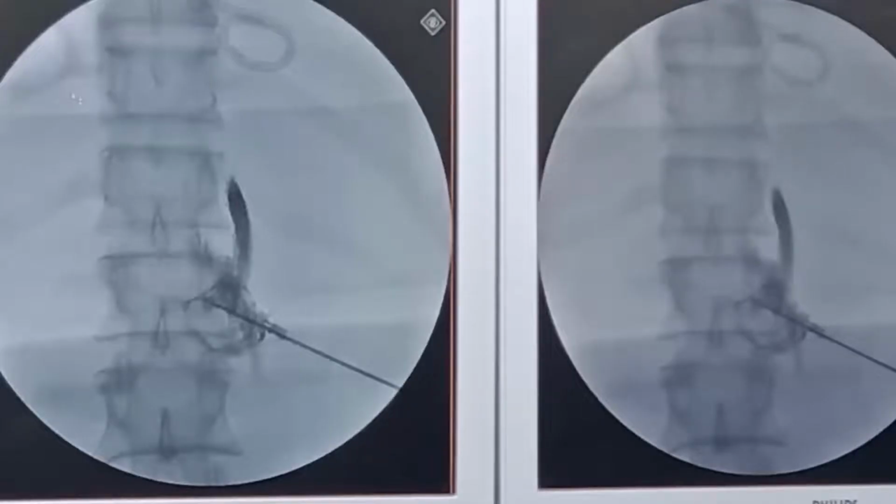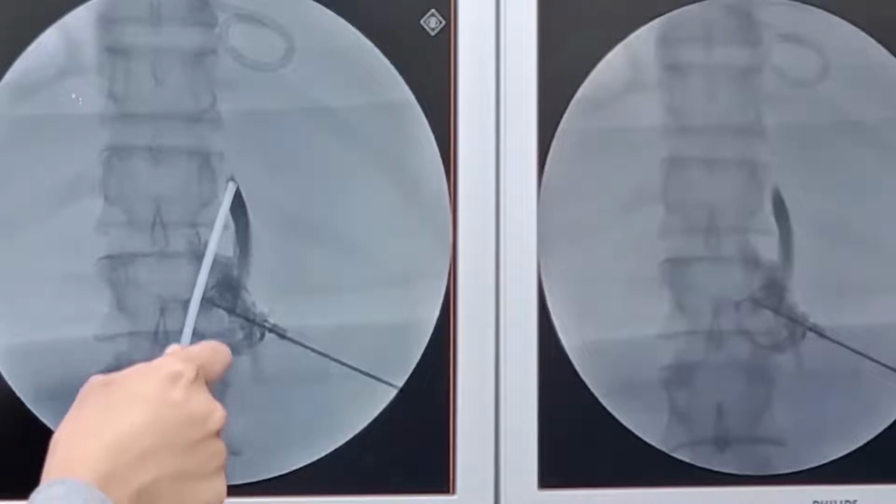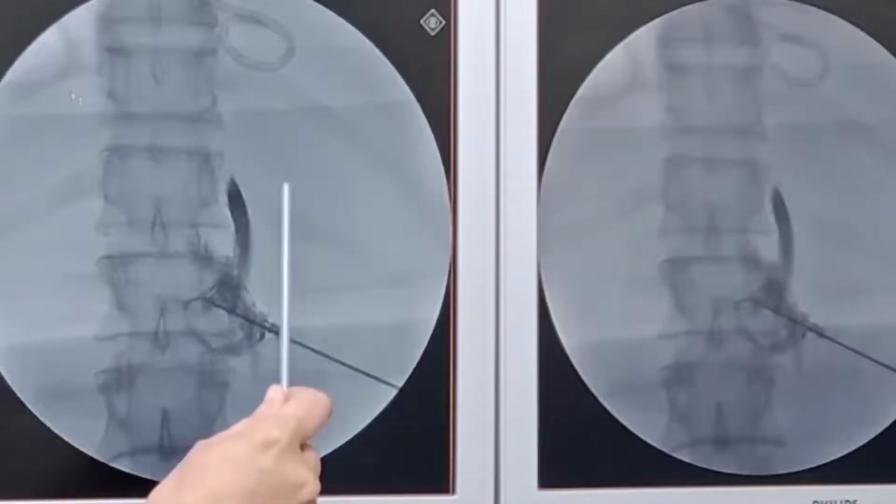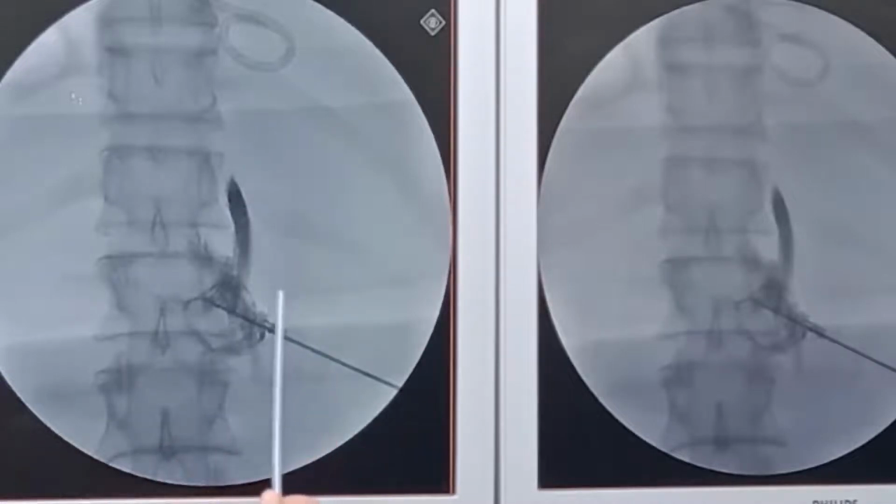The spread of the contrast is also checked in the AP view to ensure how the spread is going. So the contrast is spreading around about over here, which is a bit paramedian. Ideally, it should be a little bit more medial. What is not acceptable is having a too lateral spread of the contrast.